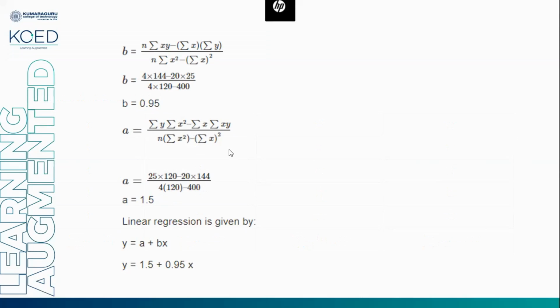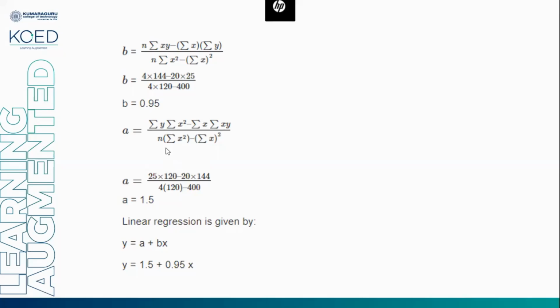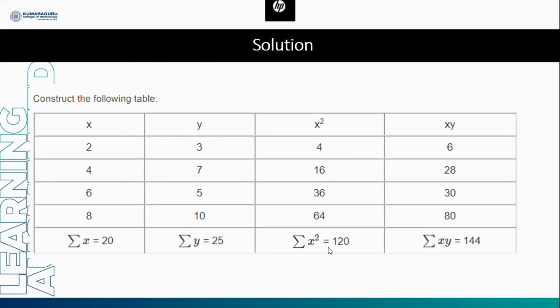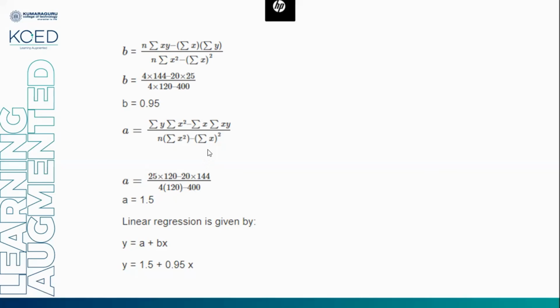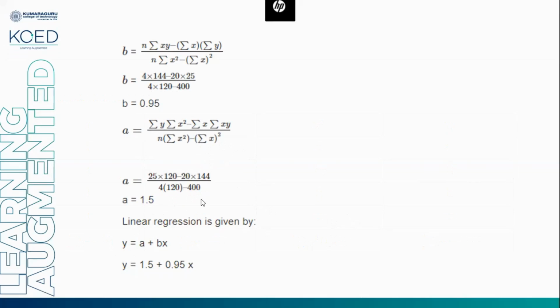We have summation of x equal to 20, into summation of xy equal to 144, divided by n equal to 4, the total number of data set, and into summation of x square equal to 120 minus summation of x whole square, which is 20 square equal to 400. So by solving this, we get the a value 1.5.